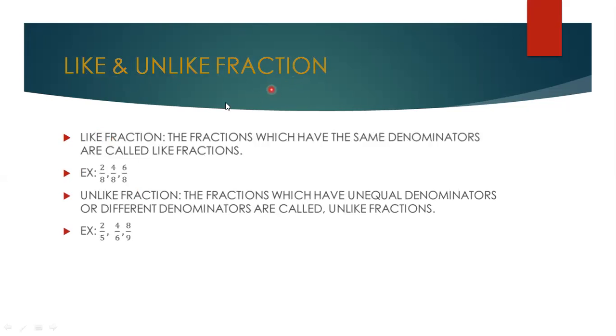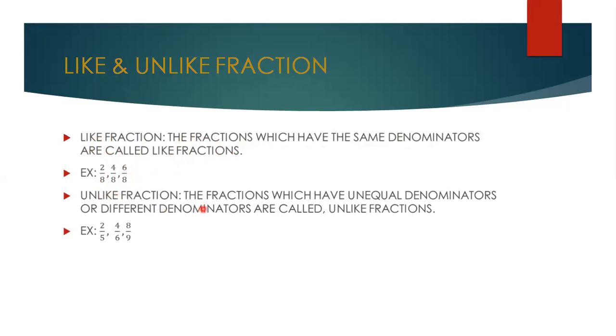Now, like and unlike fractions. Like fraction: the fractions which have the same denominators are called like fractions. So that means the denominator should be the same. Such types of fractions are called like fractions. Example 2 by 8, 4 by 8, 6 by 8.